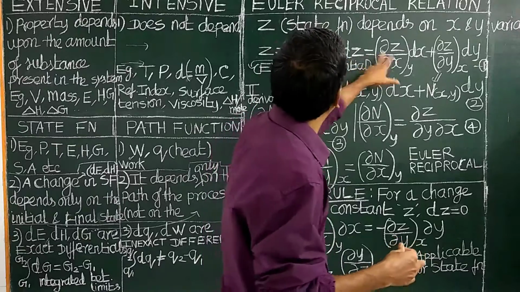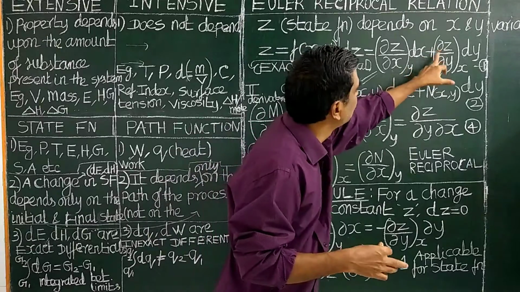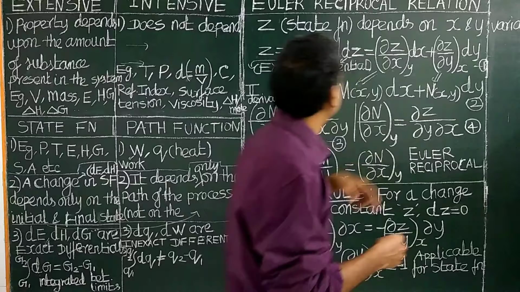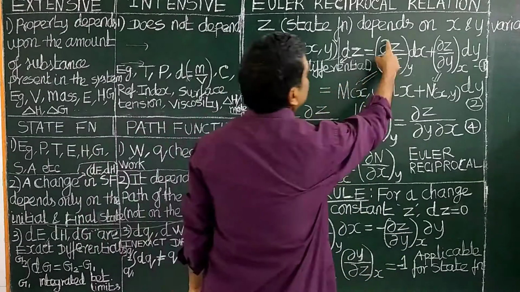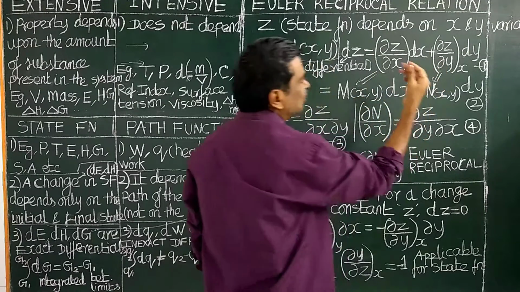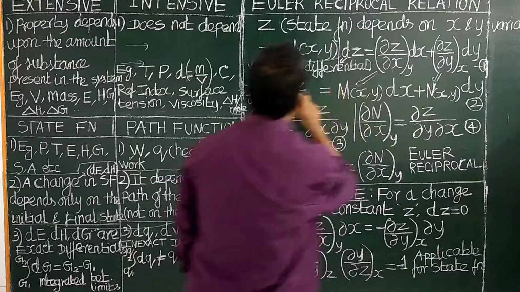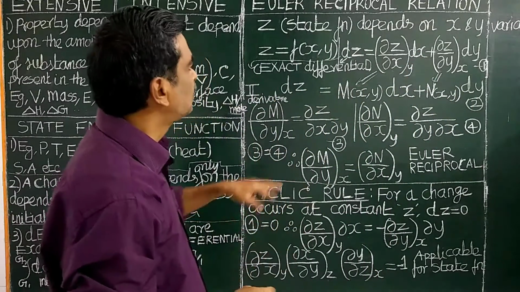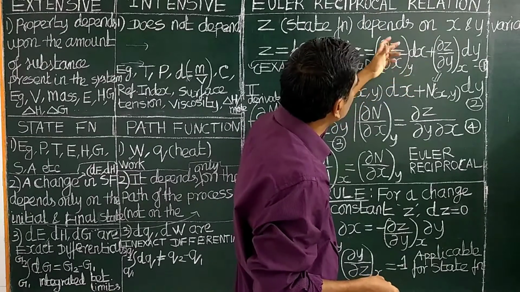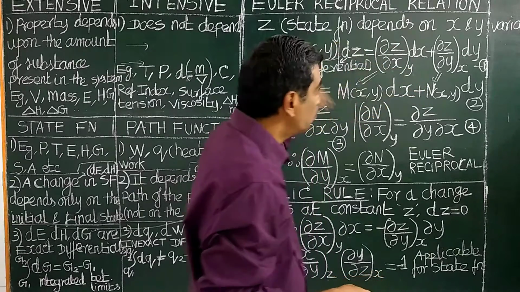Therefore, dz equals (dou z by dou x) at constant y dx plus (dou z by dou y) at constant x dy. This is equal to M(x,y) dx plus N(x,y) dy. Let us take the second derivative. Now, y is constant here, therefore you differentiate again with respect to y, because you are varying both x and y.